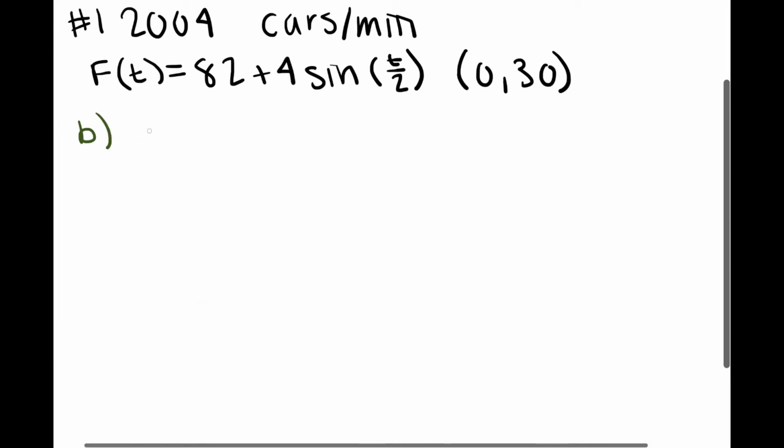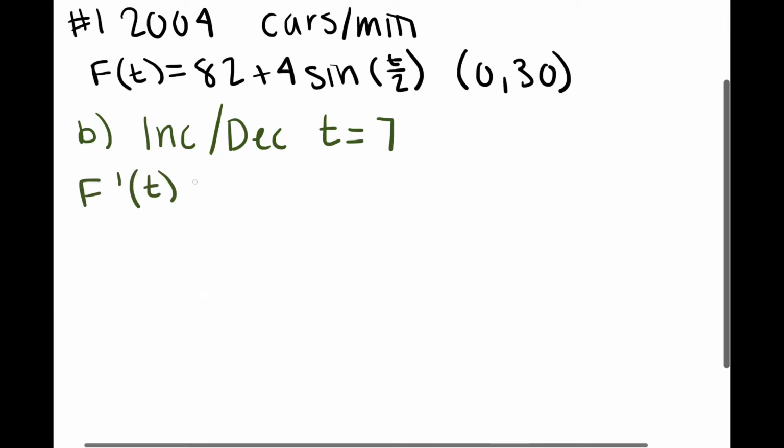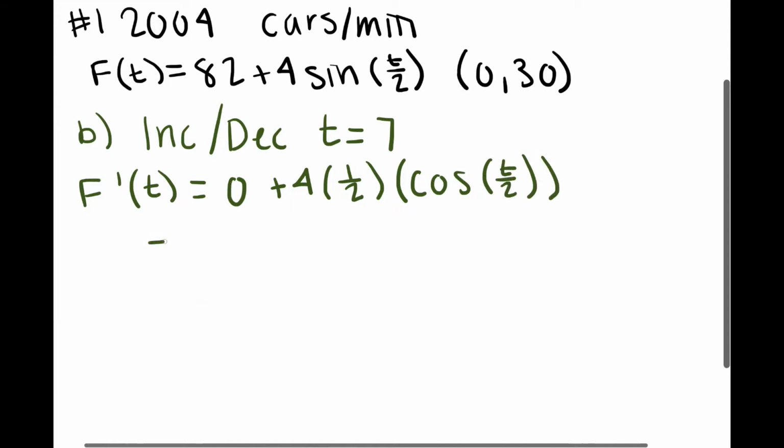Part B, it asks whether the traffic flow is increasing or decreasing at t equals 7. And to find whether the function is increasing or decreasing, you have to take the derivative of f of t. And for that, 82 will become 0. And for sine, you will go 4 times the derivative of the inside times the derivative of the outside. And that will equal 2 cosine of t over 2.